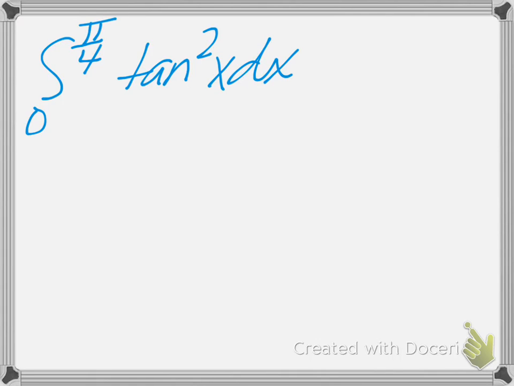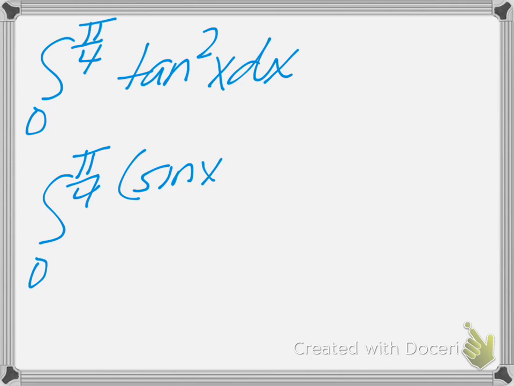Okay, there's no antiderivative for this that's going to make it easy. So we can rewrite this as sine of x squared over cosine of x squared.